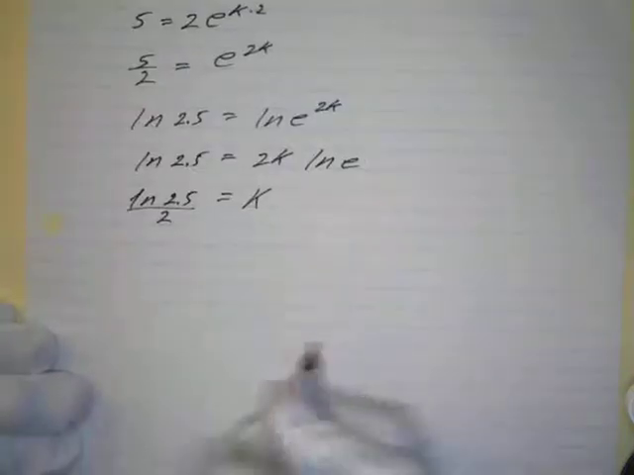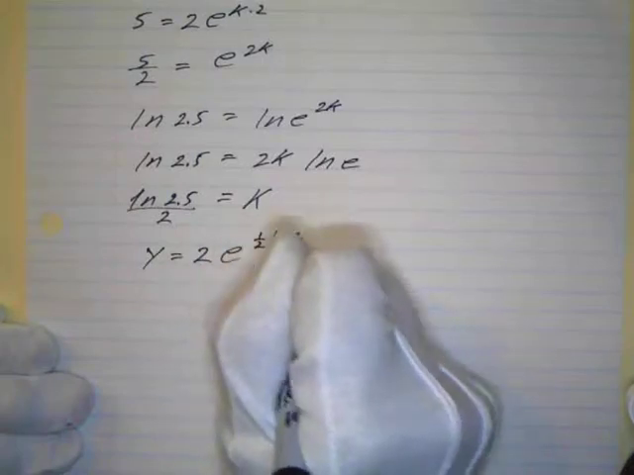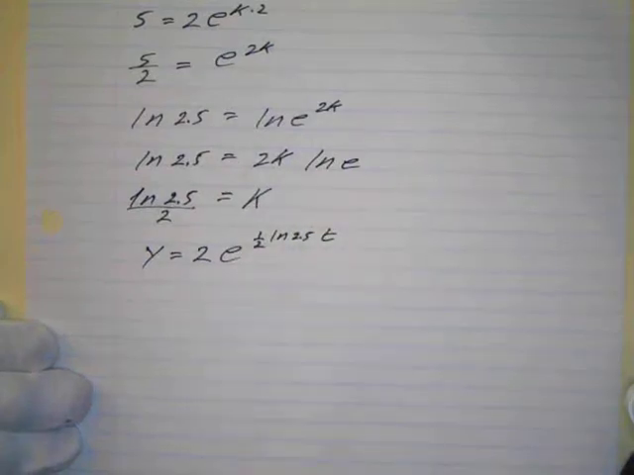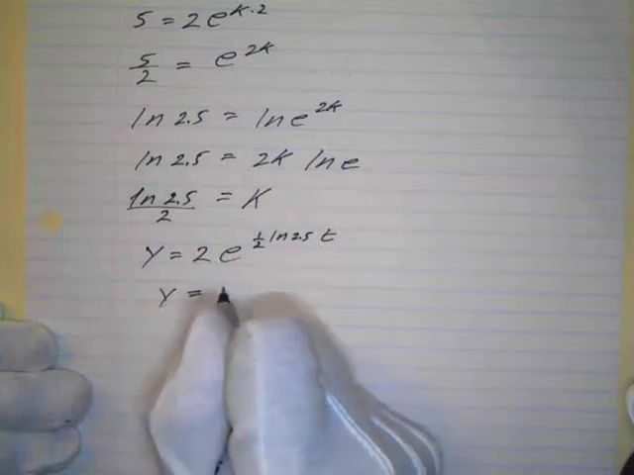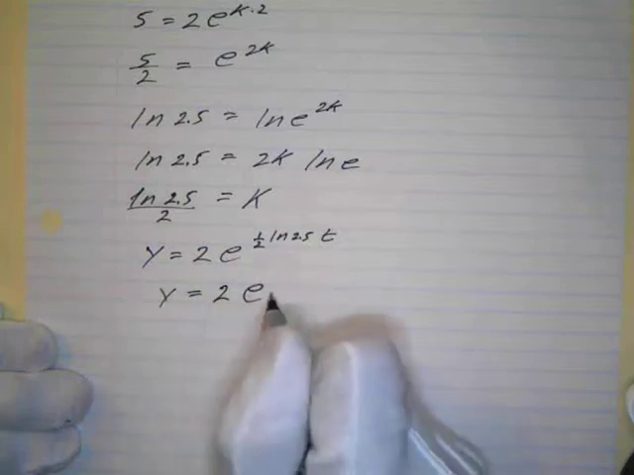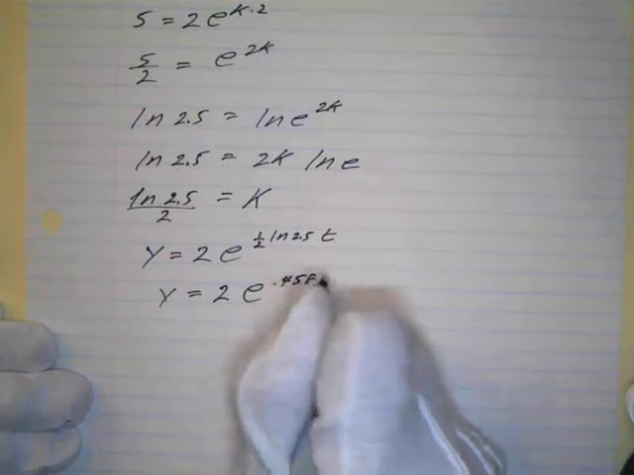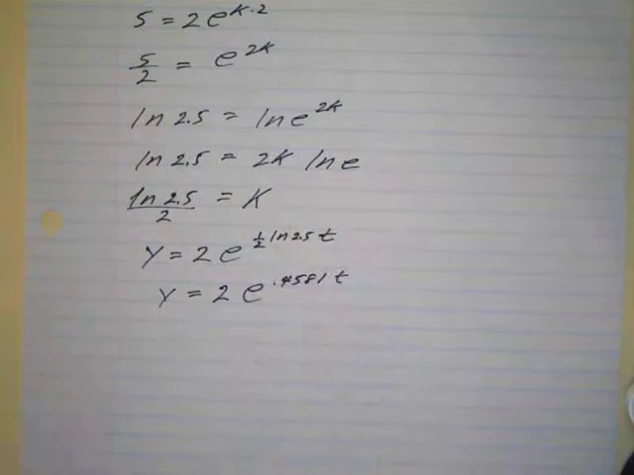Okay, and then you could write that in your equation like this if you want. y equals 2 e to the, and sometimes they write it like this so they don't have a big fraction, 1/2 the natural log of 2.5 times t. But if we approximate that with our calculator, we'll get y equals 2 times e to the, and then that's approximately 0.4581 t. So either one of these would be okay.